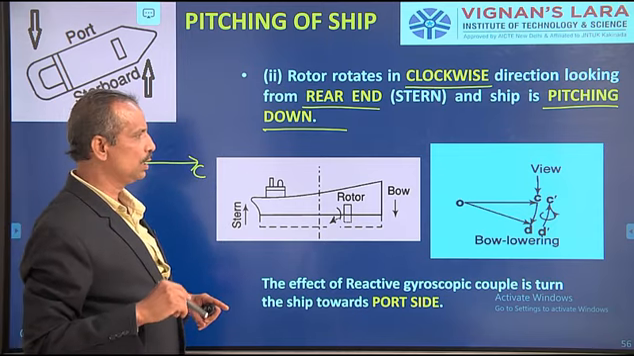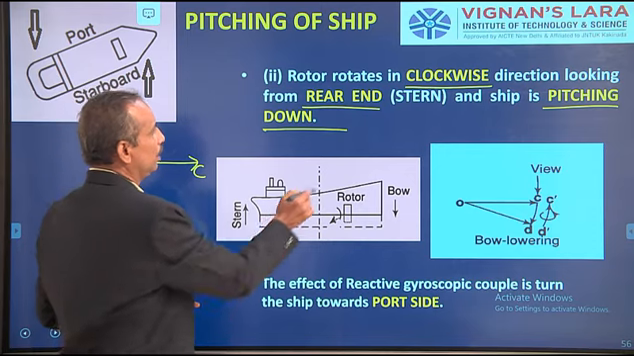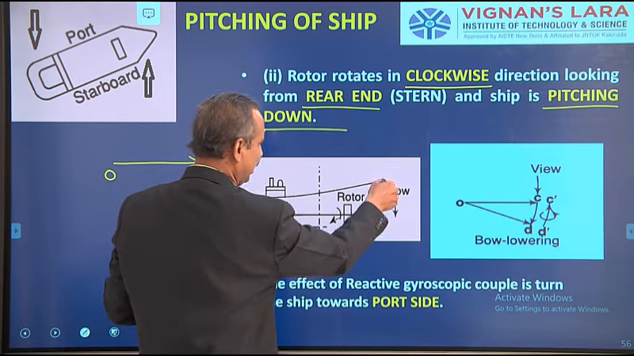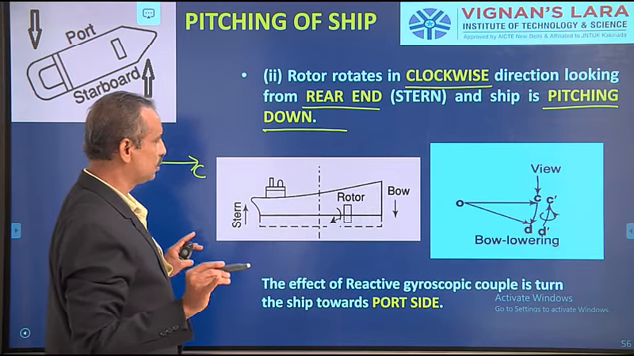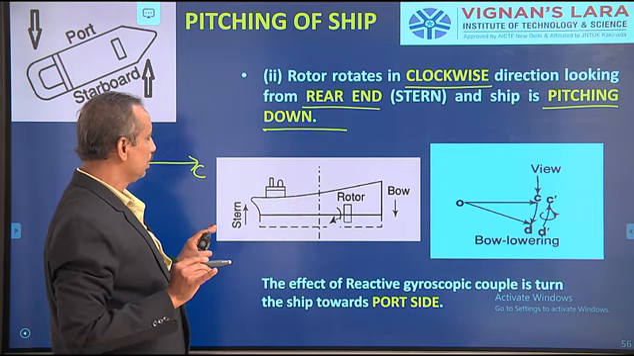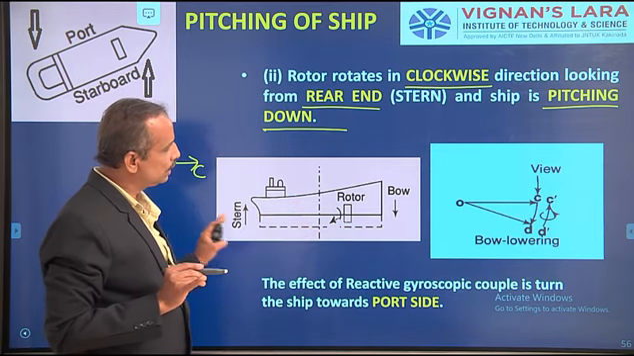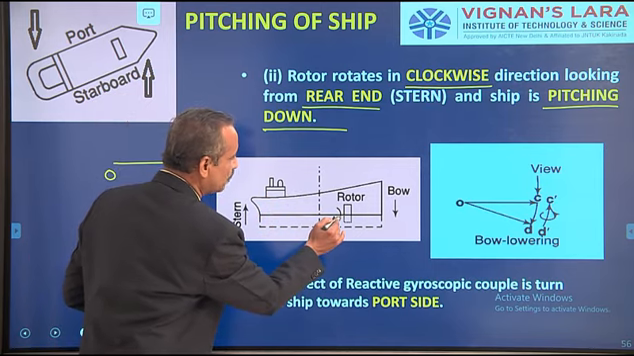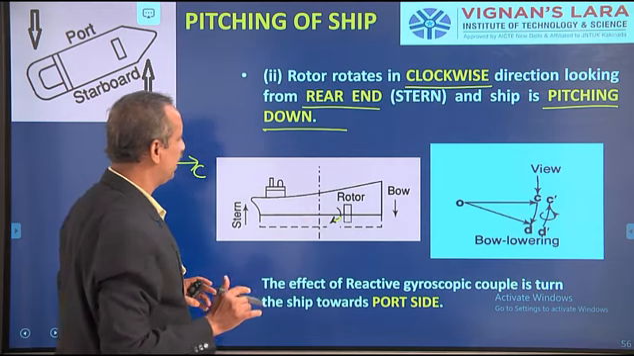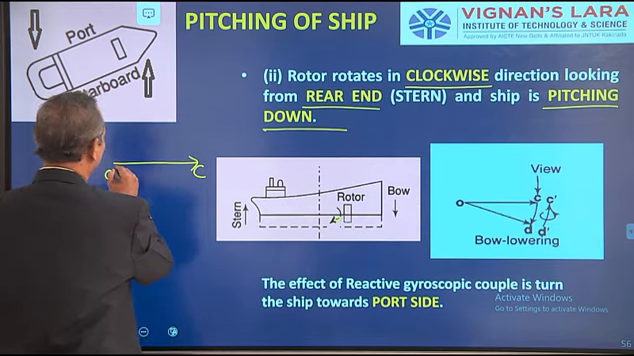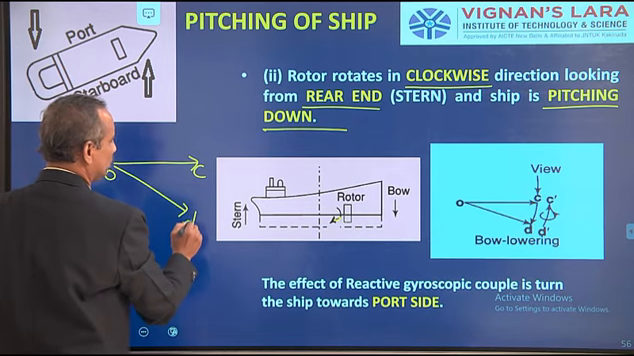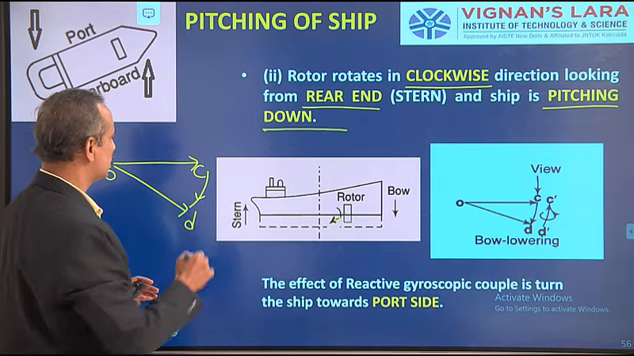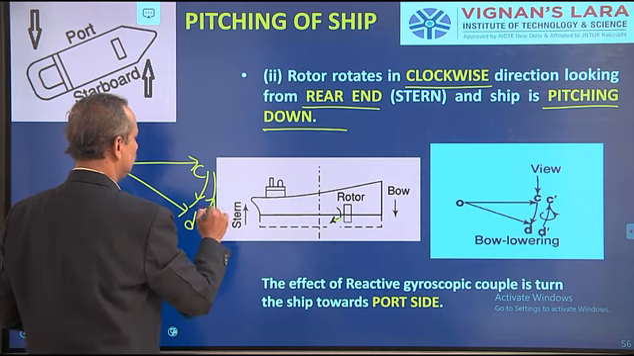This is the original spin axis. Then what is happening? Pitching down. Pitching down means bow is moving down. You can see here everything I have shown in diagrams. Whatever I am explaining, the diagram itself is indicating. It is self-explanatory. So pitching down means there is a force applied like this. When there is a force applied like this, then the reaction will be upward.